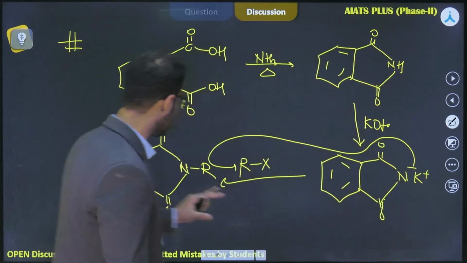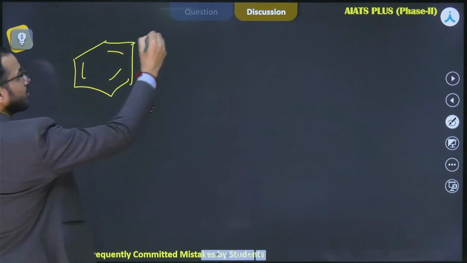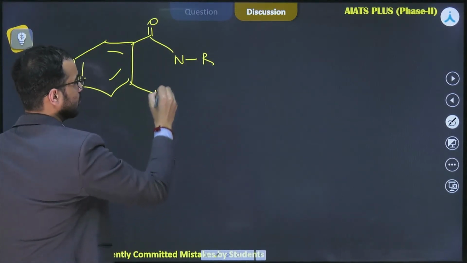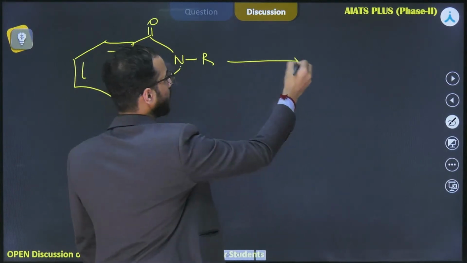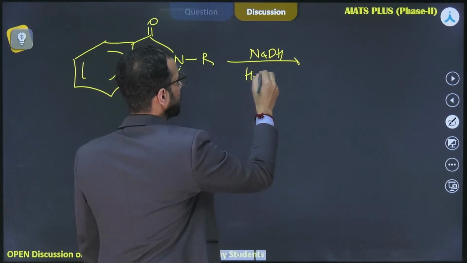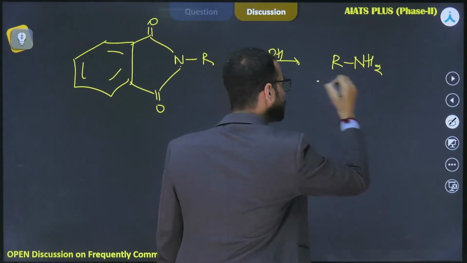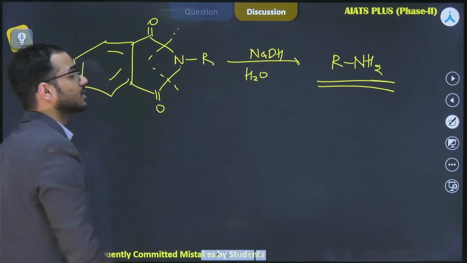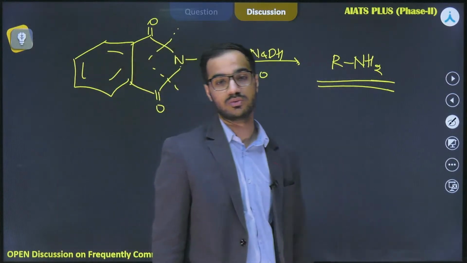Okay, and now after this you will be having C double bond O and R, C double bond O and R, and after there will be the presence of base again. So on reaction with base, or we can say hydrolysis with H2O, you will be getting R and H2, because the hydrolysis will take place. The water will hydrolyze this polar bond, and you will be getting this R and H2.